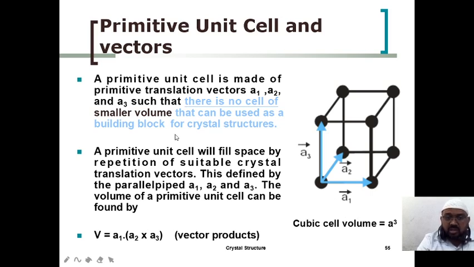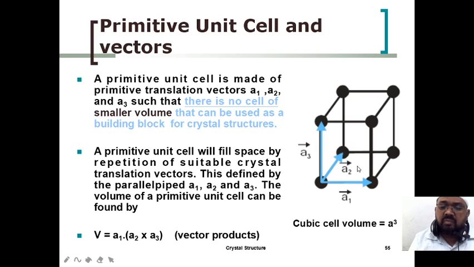So the primitive unit cell is made up of primitive translation vectors a1, a2, a3, such that there is no cell of smaller volume that can be used as a building block for the crystal structure. What does this mean? No cell of smaller volume. So this is the smallest geometrical figure that you can draw three-dimensionally. That is the reason there is no cell of smaller volume that can be used as a building block for the crystal structures. So a primitive unit cell will fill space by repetition of suitable crystal translation vectors.